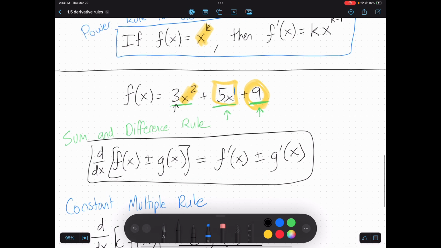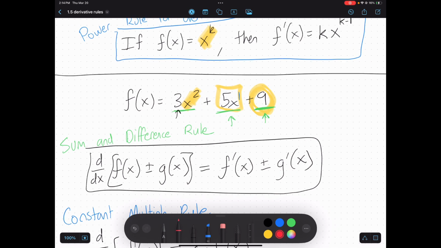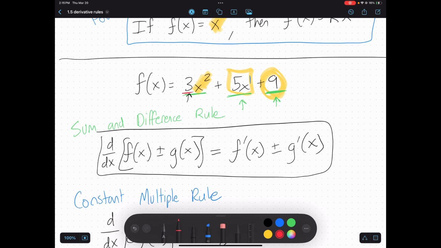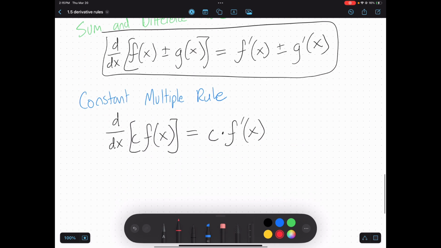Well, if I come back here, my x squared term has a coefficient. What do I do with that coefficient? Well, that constant multiple rule tells me, hey, I can just take the derivative of x squared and then multiply it by 3. And that's the constant multiple rule.